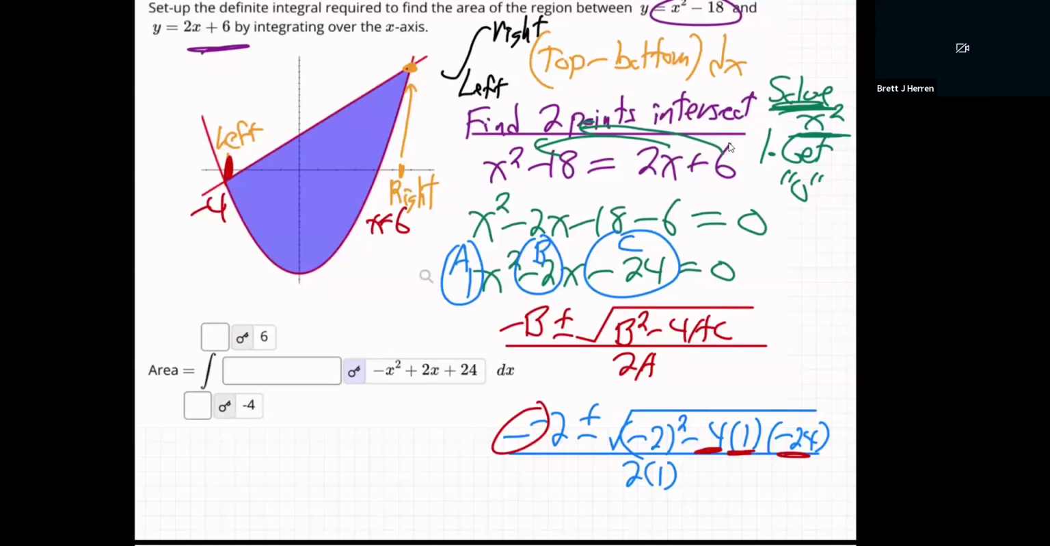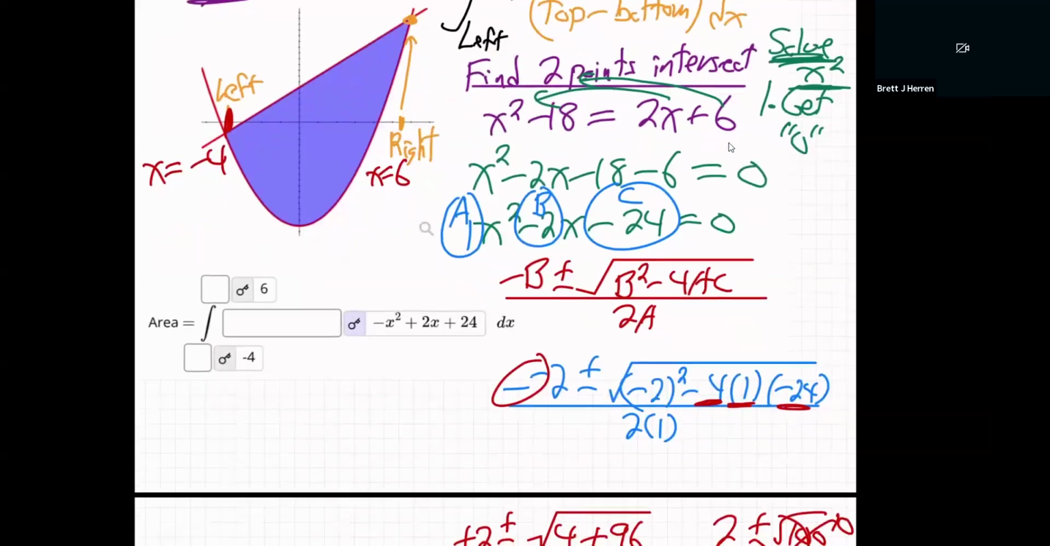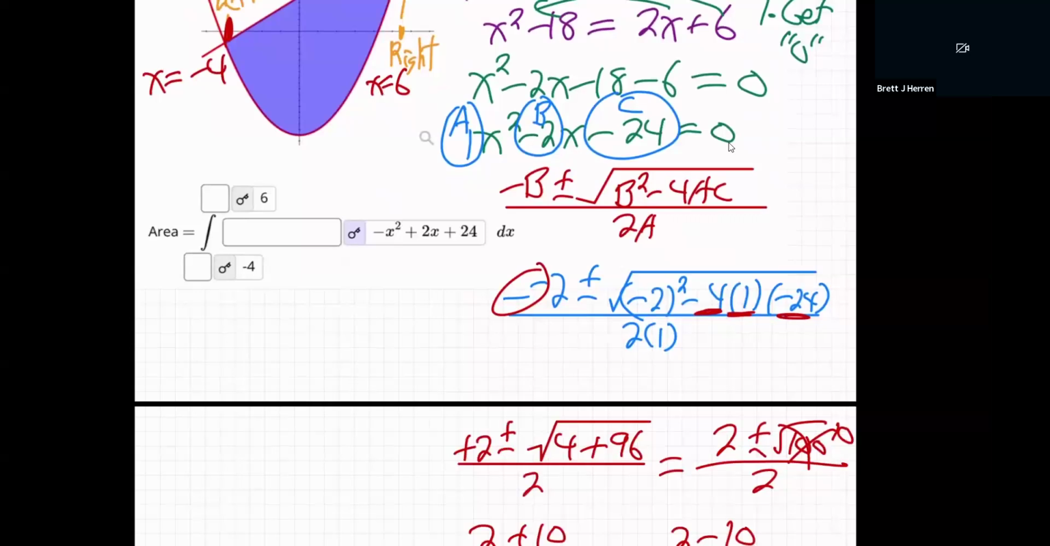So these two graphs intersect at x equals -4 and x equals positive 6. That's where this point is and this point is. Those are the points of intersection. So that's what we're integrating from, a left edge to a right edge of those. Okay, so let's go back to the integral then.